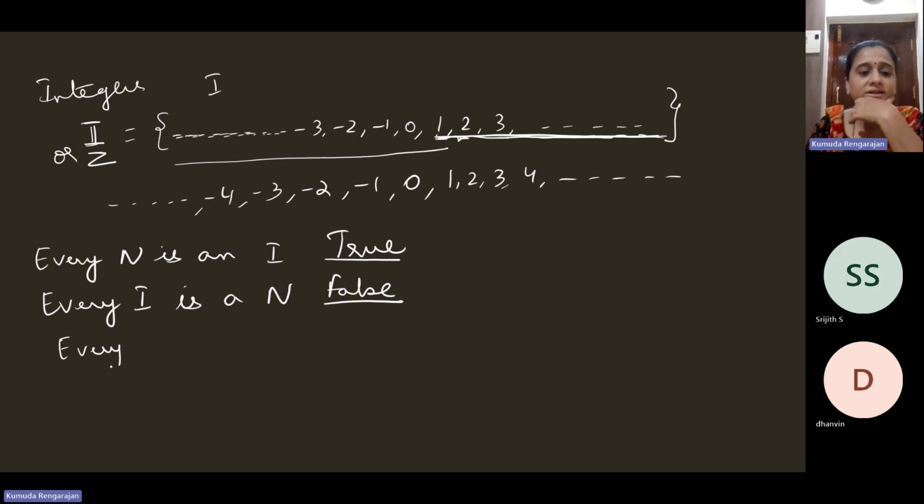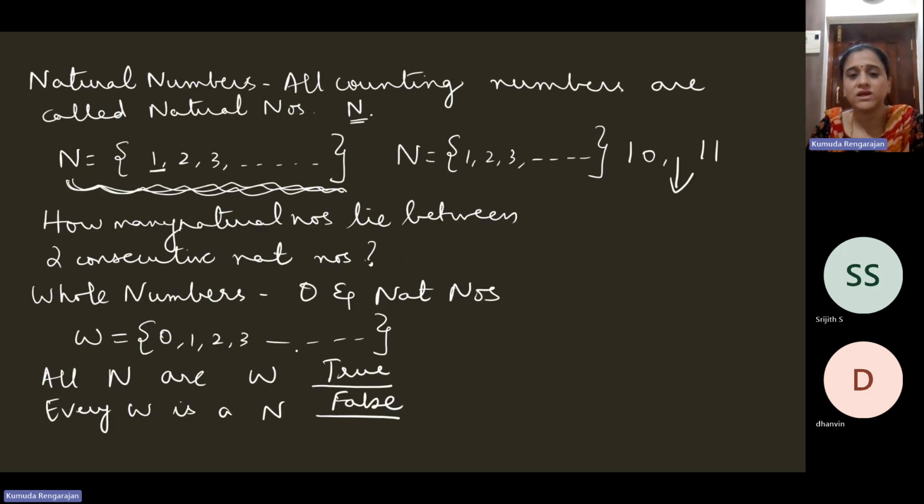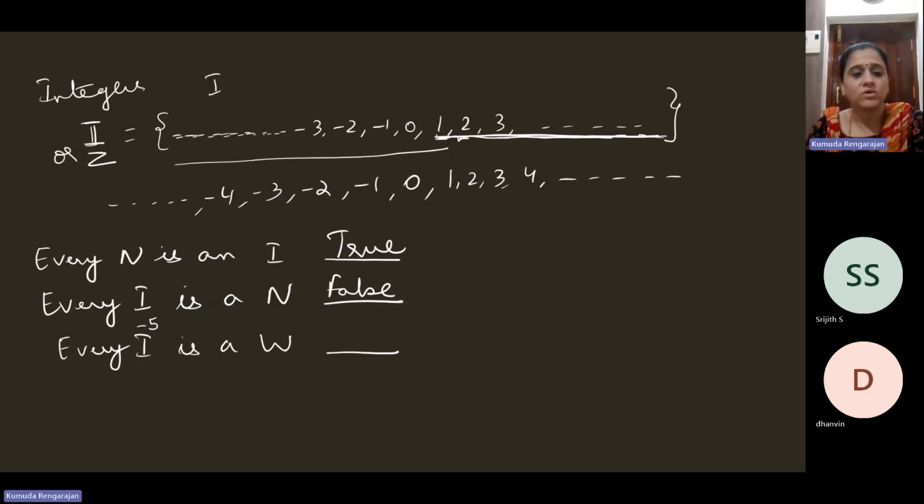Every integer is a whole number. True or false? False. Because if you take a negative number, -5, -5 is an integer. Now, is it a part of the collection of whole numbers? Do you find -5 in the collection of whole numbers? We don't have negative numbers at all in the collection of natural numbers and whole numbers.